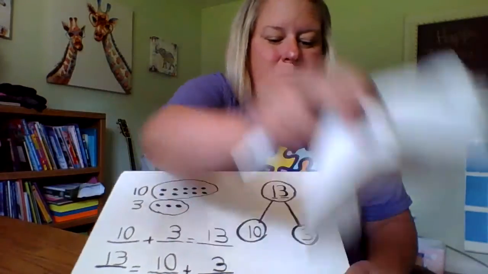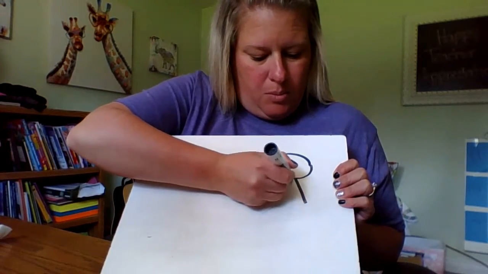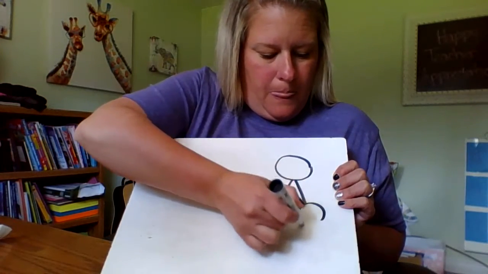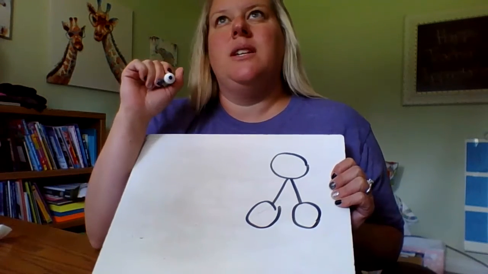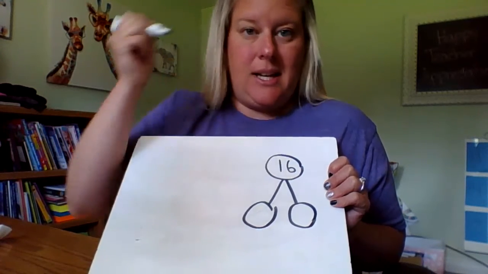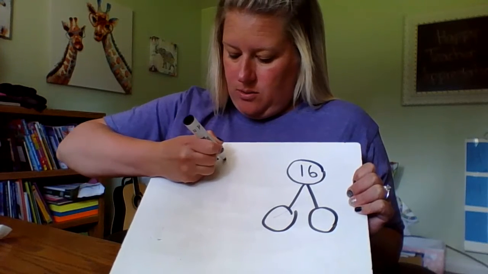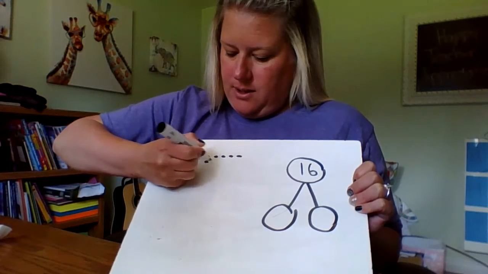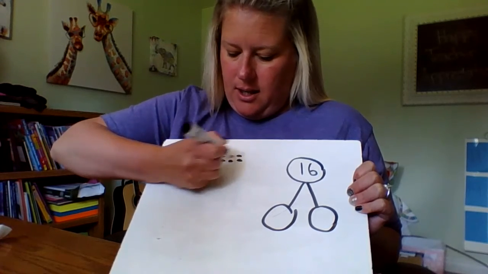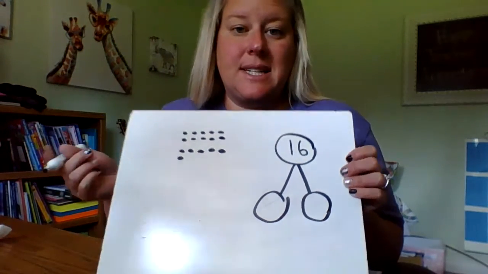Okay, let's do one more example. Let's draw my number bond. Okay, I am going to use the number 16 this time. So 16 is my whole number. Now I'm going to draw 16 circles. 1, 2, 3, 4, 5, 6, 7, 8, 9, 10, 11, 12, 13, 14, 15, 16.